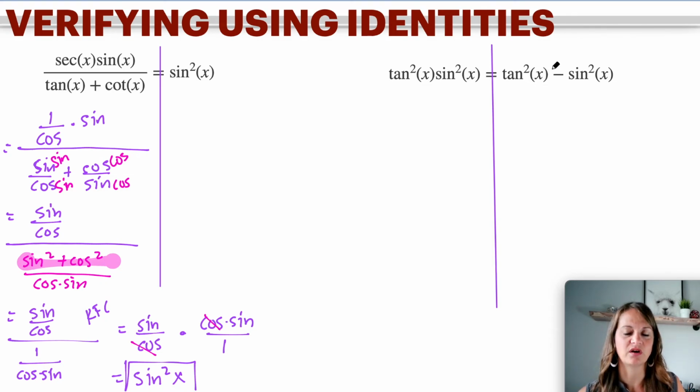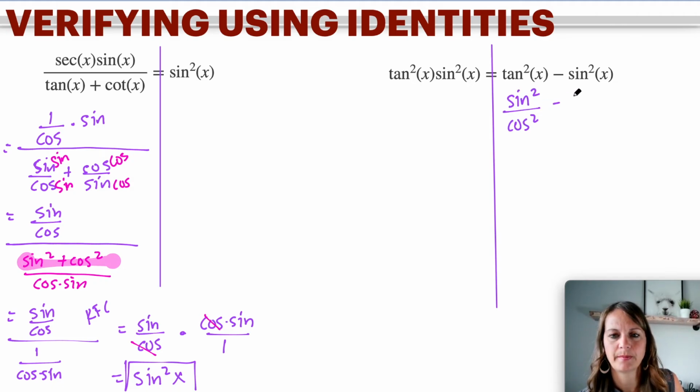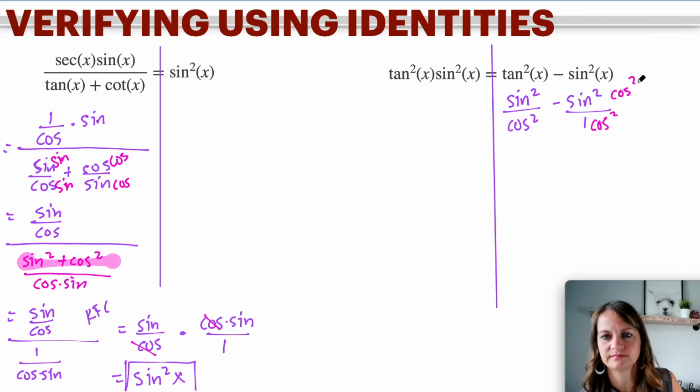I'm going to work on the right-hand side at the moment, and I'm going to replace it with sine squared over cosine squared. And I'm going to find a common denominator, which is going to be cosine squared. So on the top, I am left with sine squared minus sine squared times cosine squared, all over cosine squared.